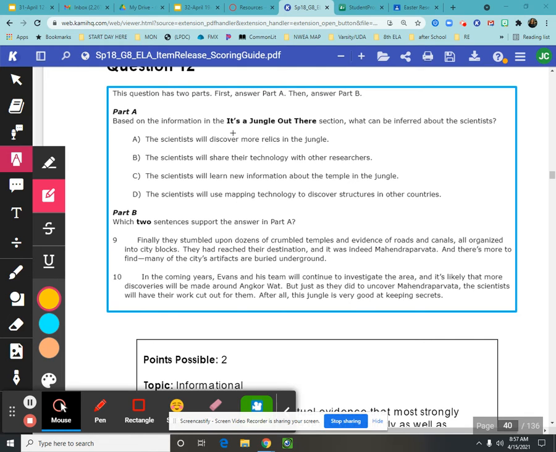So let's look at part A. You had to have two of the sentences highlighted from part B to get this section for part B. So part A, let's look at that. A, the scientists will discover more relics in the jungle. B, the scientists will share their technology with other researchers. C, the scientists will learn new information about the temple in the jungle. D, the scientists will use mapping technology to discover structures in other countries.